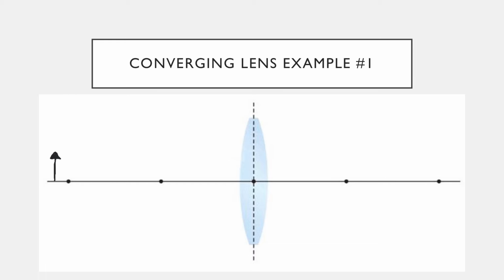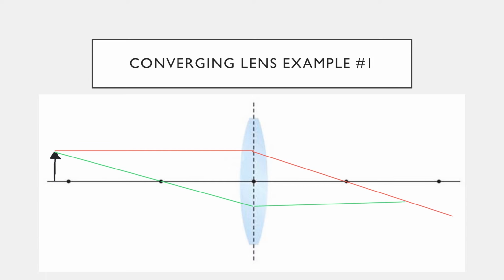Let's take a look at the case where we have an object located beyond 2F prime, so on the far left side of our diagram here. So the first rule, as always, is going to be take a line that comes parallel, makes contact with the lens, and then goes through our point F. The second rule is that if we have a line that goes through F prime, makes contact with our lens, it's going to come out parallel to the principal axis.